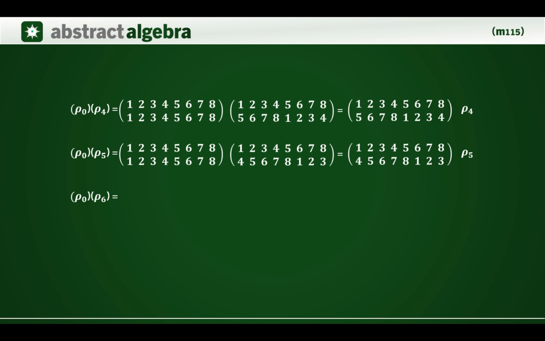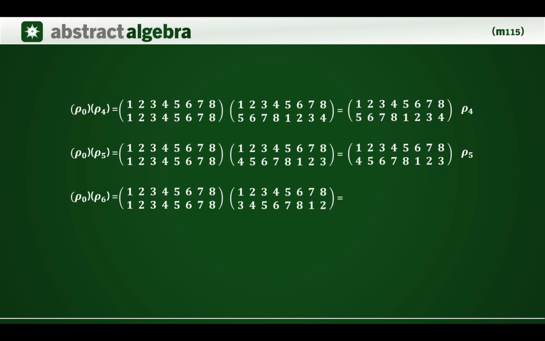Next, we are going to find the composition of row sub 0 to row sub 6. This is the row sub 0 and this is the row sub 6. And this is the result. So how did we get it? So we are going to map 1 to 3, 3 to 3. So 1 maps to 3. 2 maps to 4, 4 maps to 4, therefore 2 maps to 4.